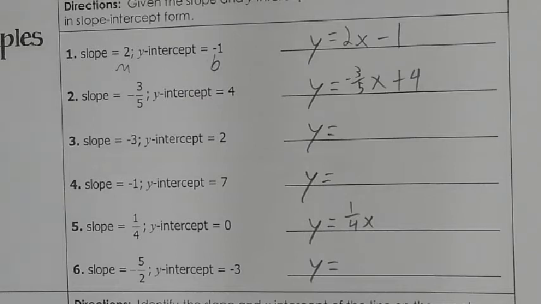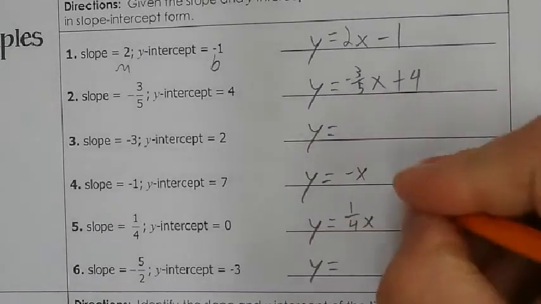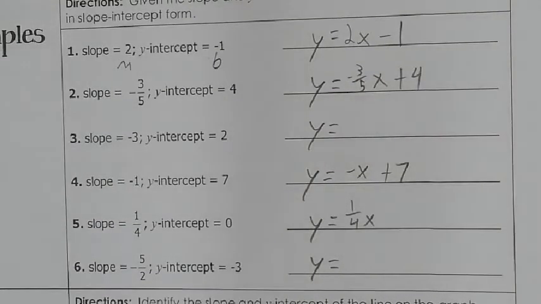Actually, let me do number 4 with you too, because number 4 probably would mess up some people. We're not going to put negative 1x. What are we going to put? Negative x. Negative x, good. Plus 7. So you don't turn that into a fraction. You don't have to change it to a fraction on this, no.